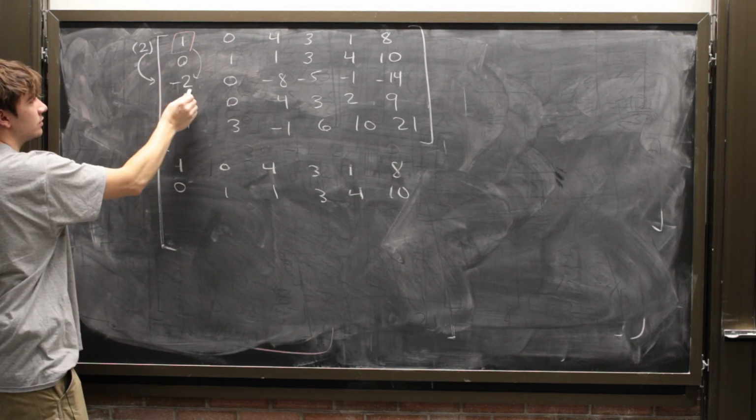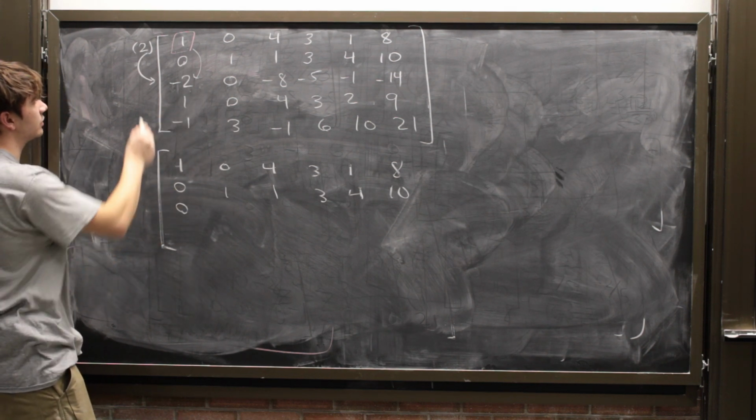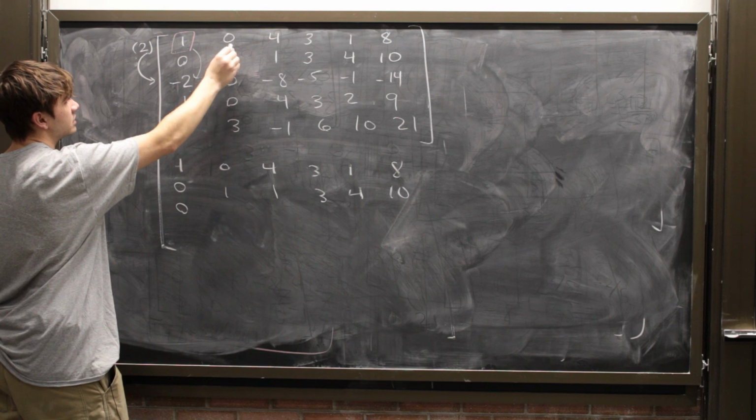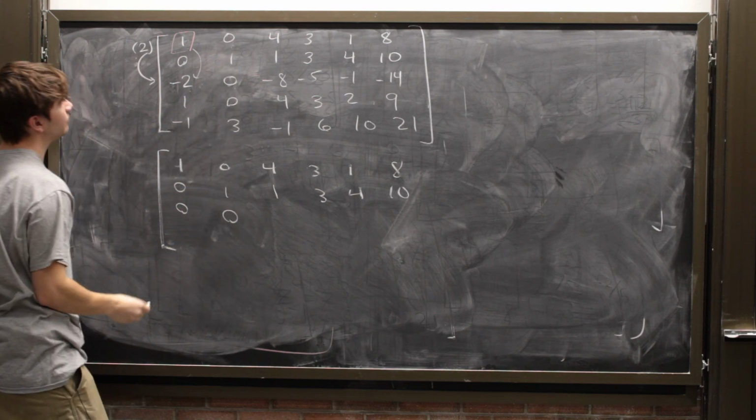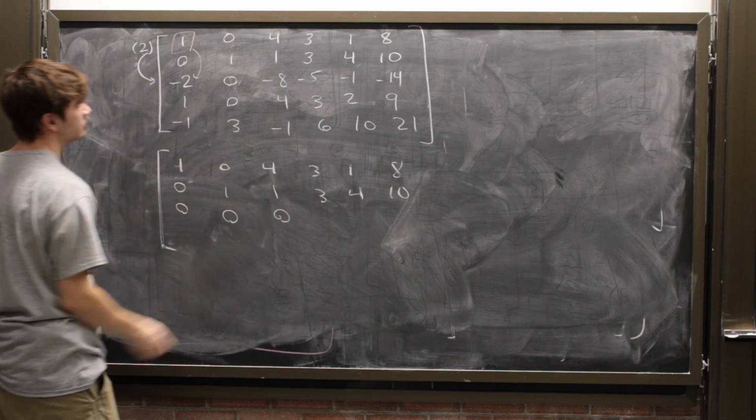Two times 1 plus -2 is 0 by construction. That's why I chose 2 to begin with. 2 times 0 is 0, added into the 0 is 0. 2 times 4 is 8, added into the 8, oh, look at that, another 0.